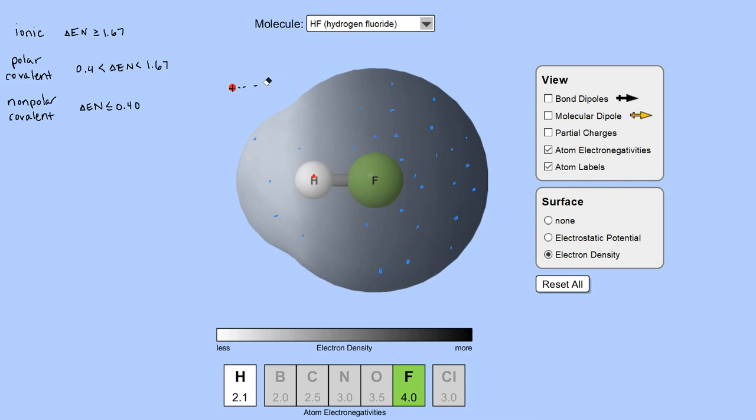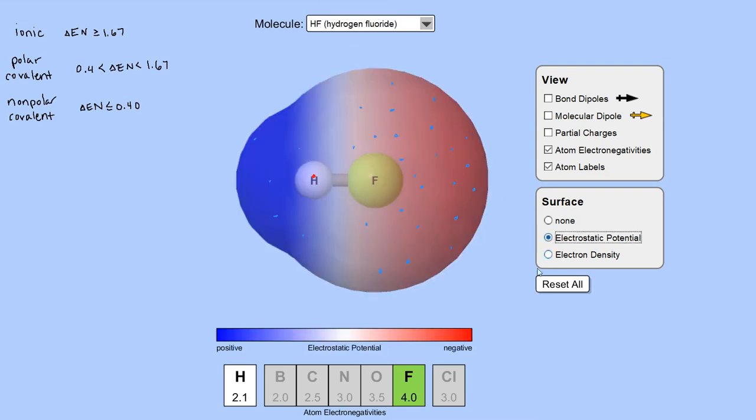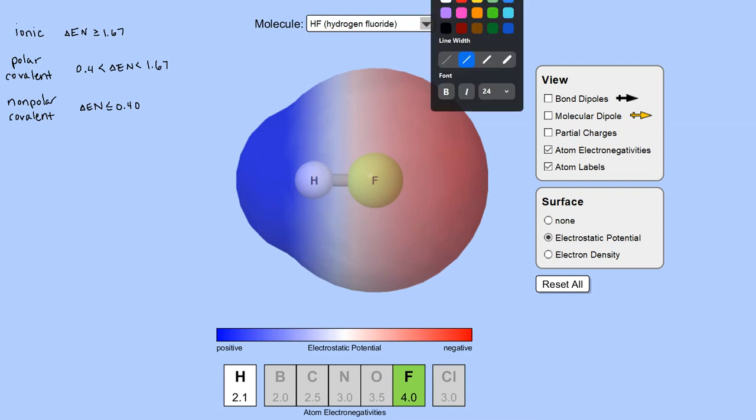The impact of this is that even though there's no charge on this molecule, we do see that this side of the molecule has more of a negative charge. I didn't say a full negative charge, but it has a partially negative charge. And this side of the molecule has a partially positive charge because it's separating out those electrons. Let me erase some of my little electron dots in here and show you how we show that.